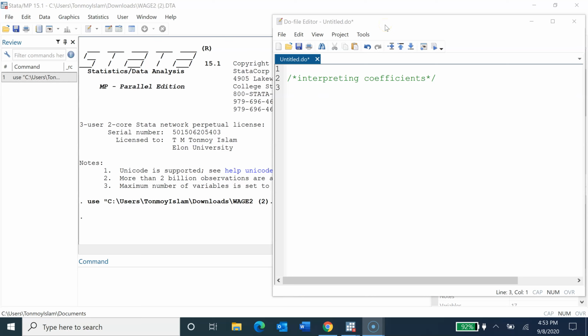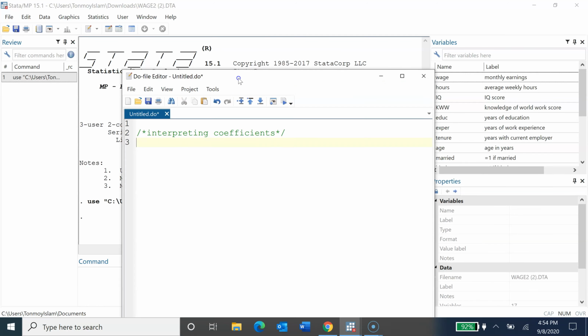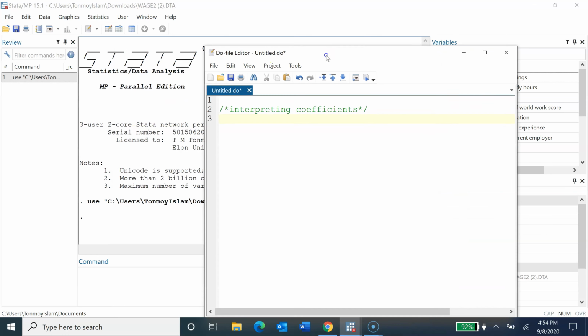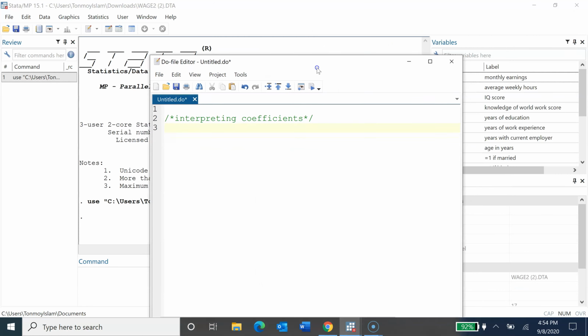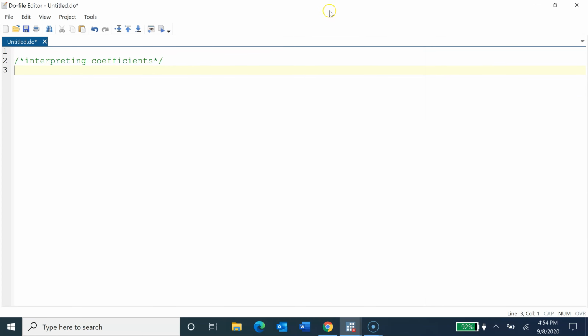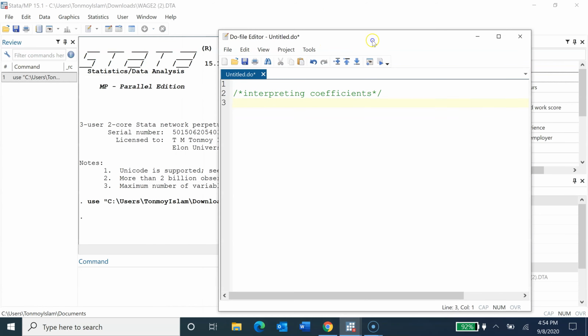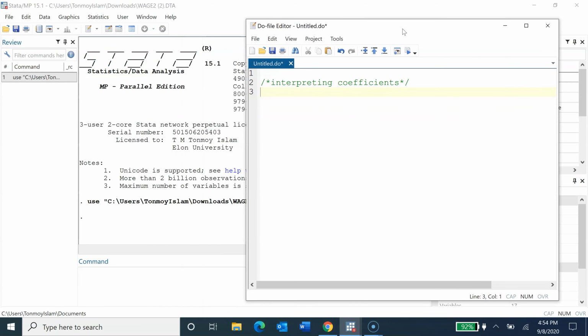Hello class. So today we're going to learn about interpreting coefficients and also checking their significance using a dataset. We are using the dataset wage2.dta, which is from Wooldridge's textbook. I downloaded that and now I'm going to write on my do file the codes and then also the interpretation of the codes.